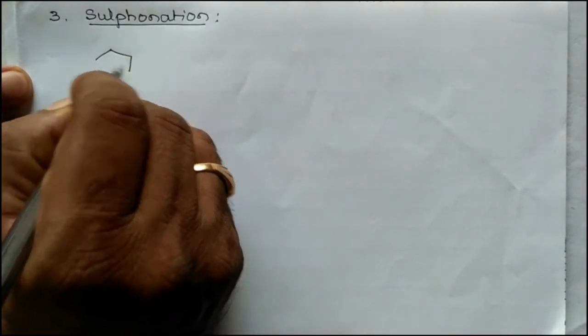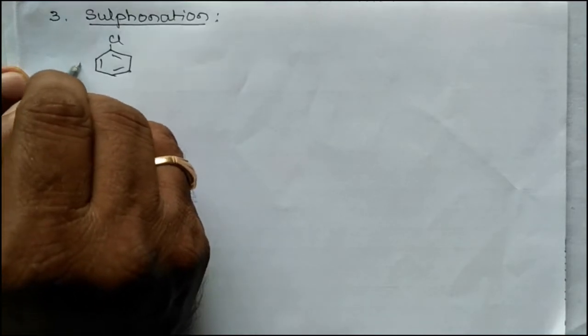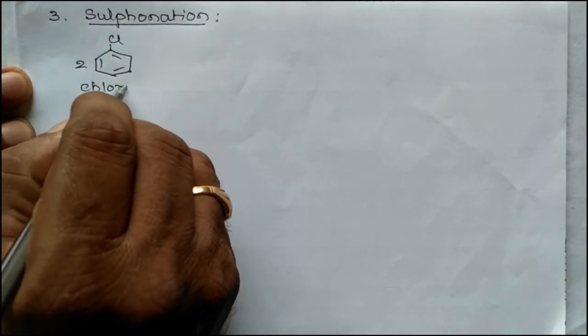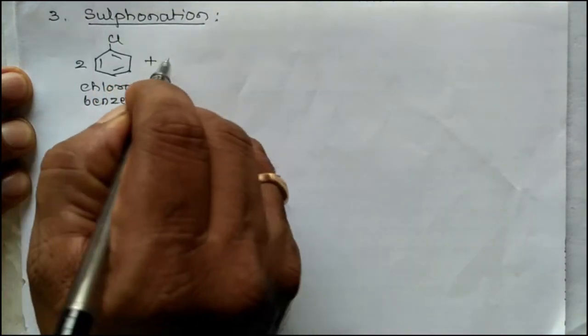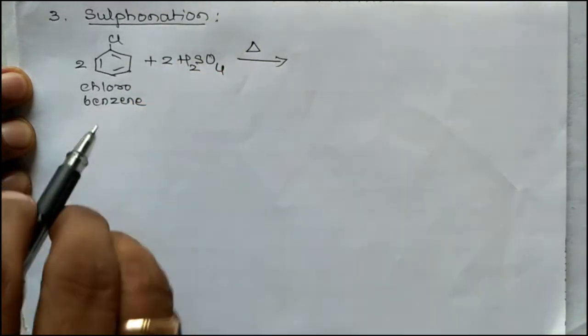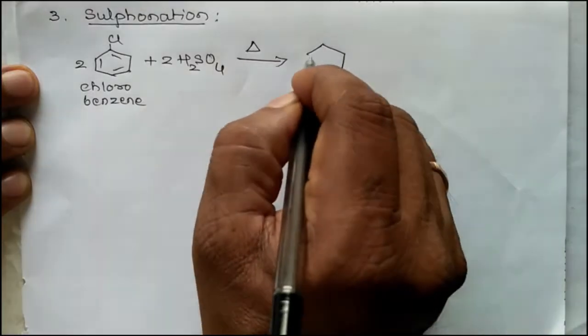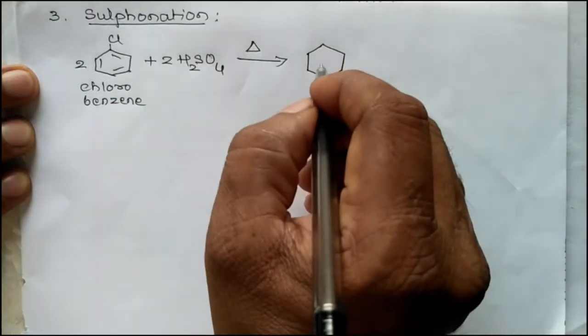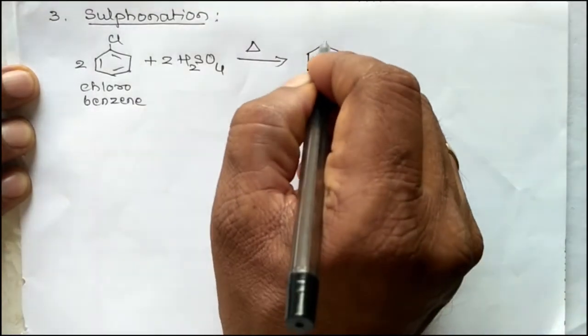Now we'll discuss the sulfonation reaction. When chlorobenzene is heated with concentrated sulfuric acid, don't forget to write the name, chlorobenzene, a mixture of ortho and para products is formed.